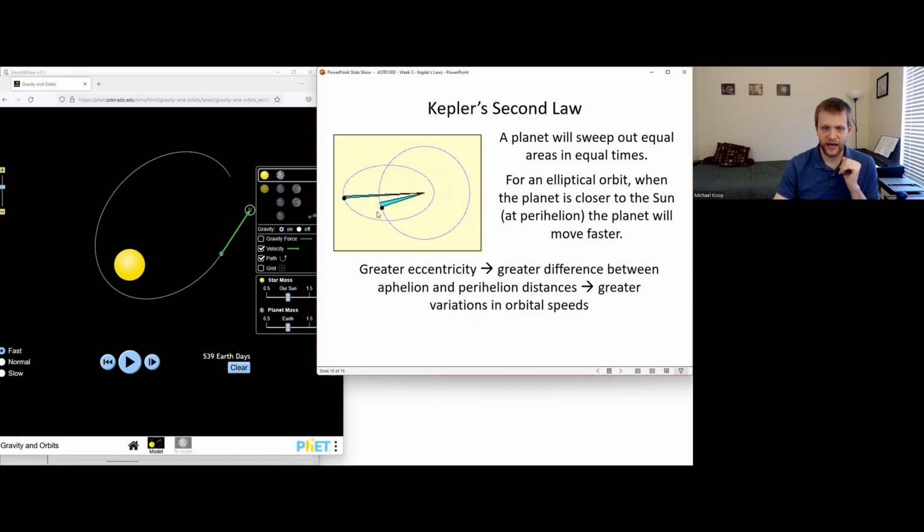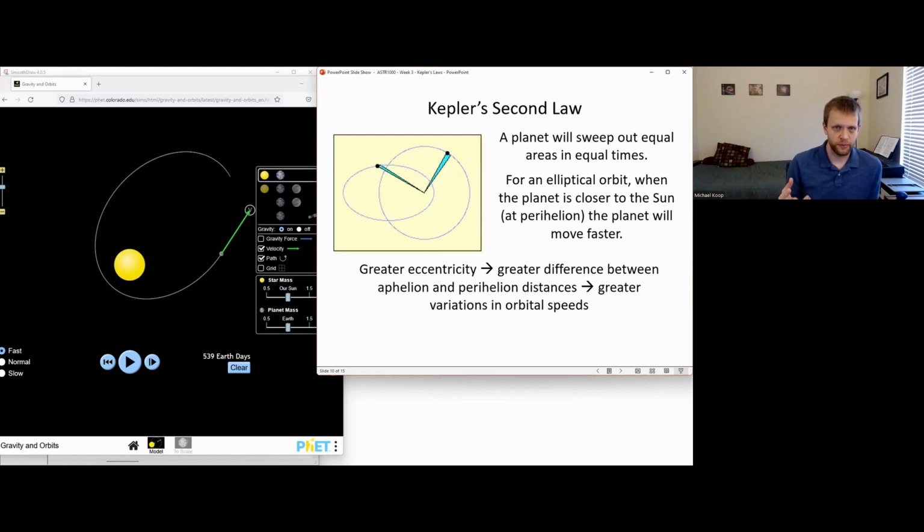On the other hand, if you have a higher eccentricity orbit, there's going to be a greater difference between the planet's closest approach to the sun on one side of the orbit and its furthest distance from the sun on the other side of the orbit. So the greater the eccentricity, the greater the difference between the aphelion and perihelion distances. So you're going to get a greater variation in orbital speeds.